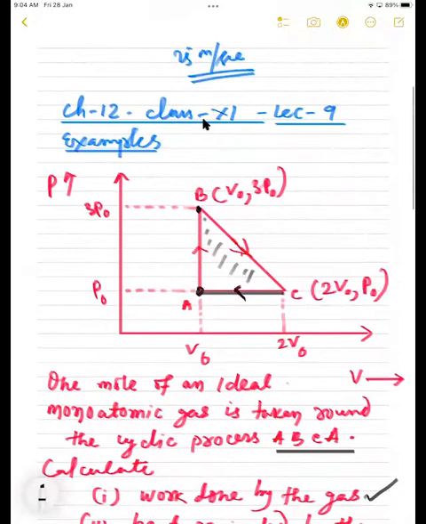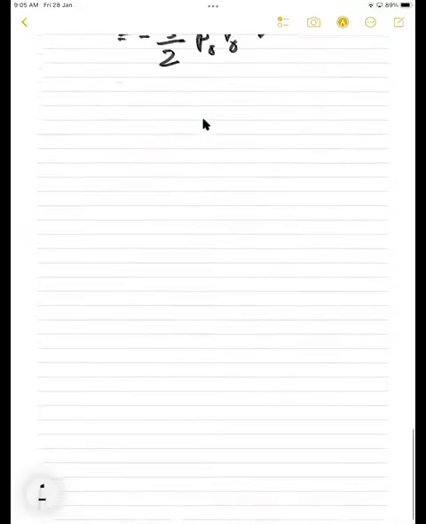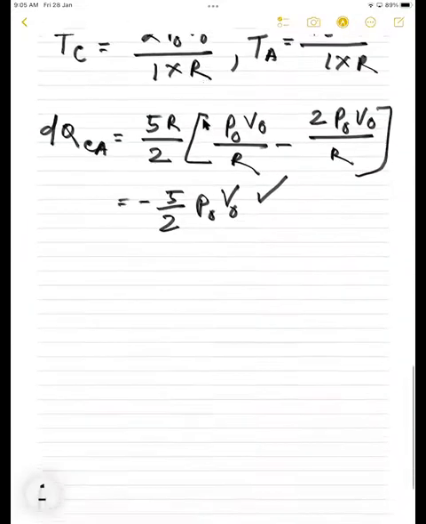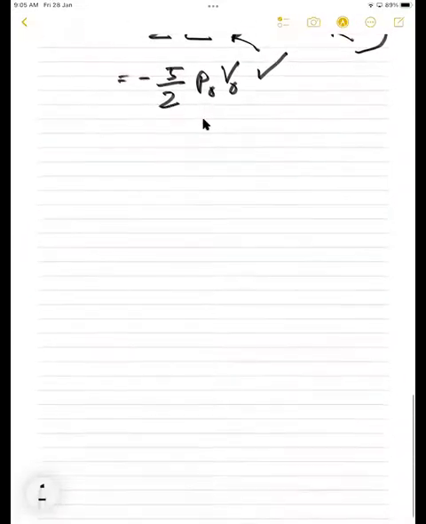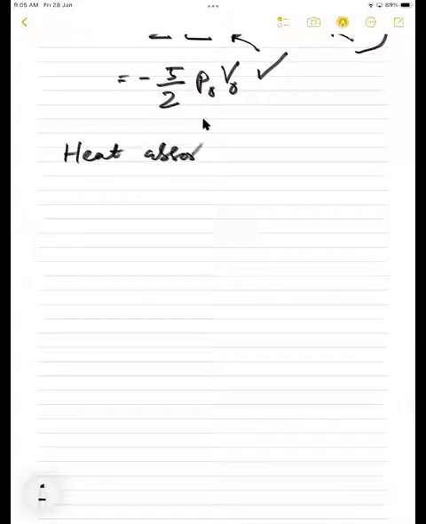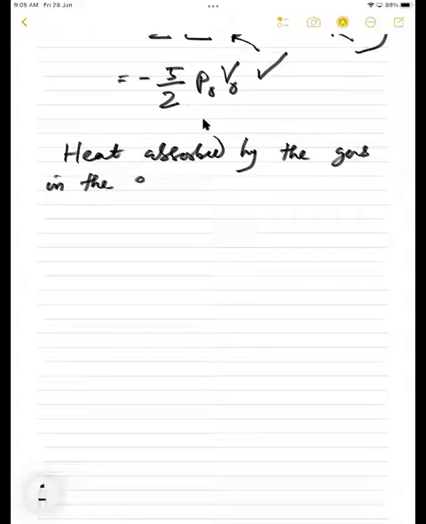And you see, next he is asking from A to B. A to B is what process? Isochoric process, right, students? Then volume is constant, so we'll put nCv delta T. Yes or no? Are you listening all? Yes, sir. Then students, heat absorbed by the gas in the path AB.